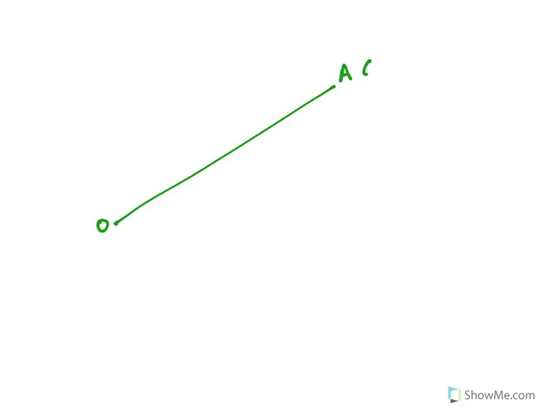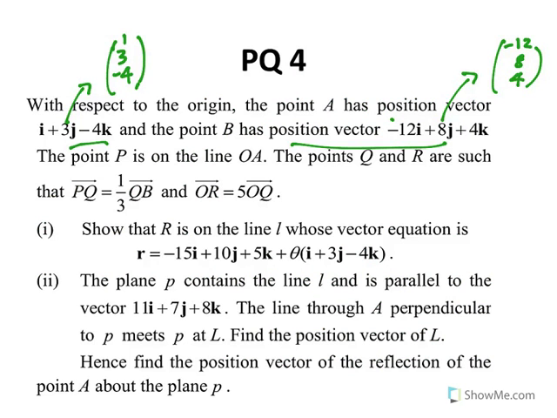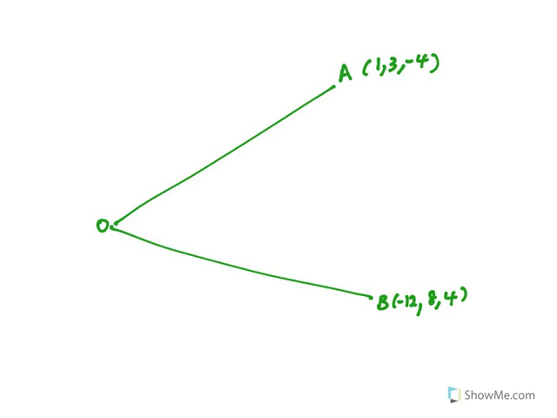Okay, so this could be 1, 3, -4. B could be somewhere here. -12, 8, and 4. Okay? The point P is on the line OA. So what do I do? I just draw. P may be somewhere here. Okay, lies on the line OA. After that, the points Q and R are such that PQ equals to 1/3 of QB.